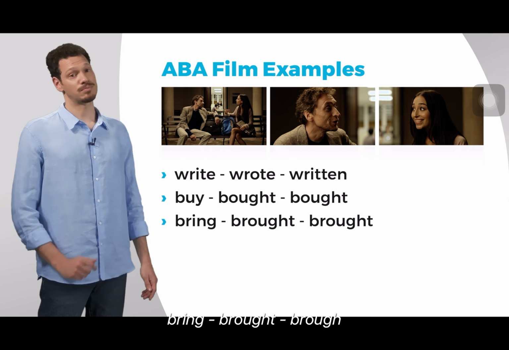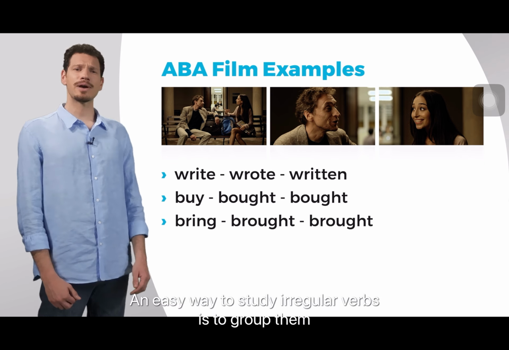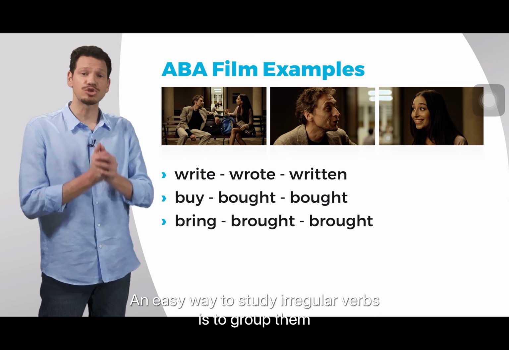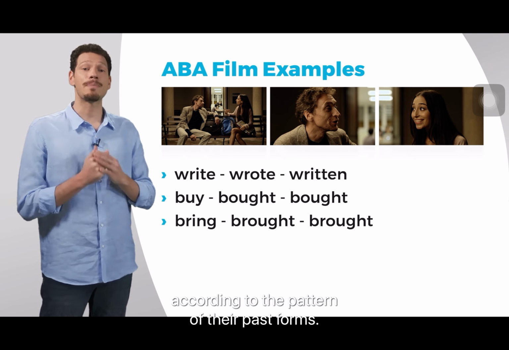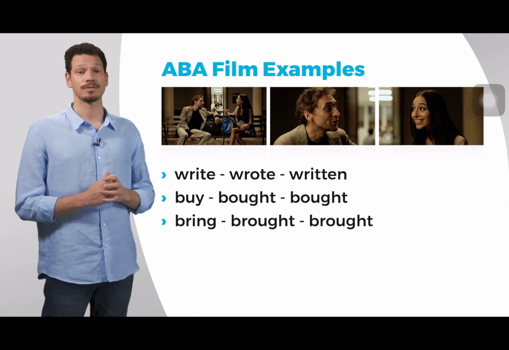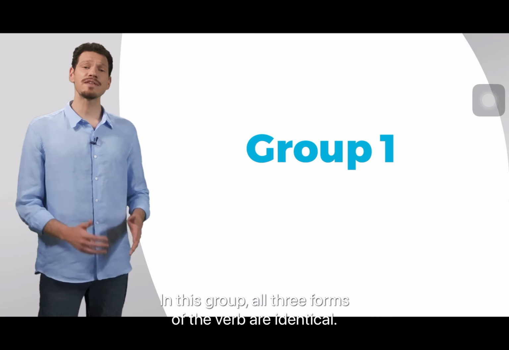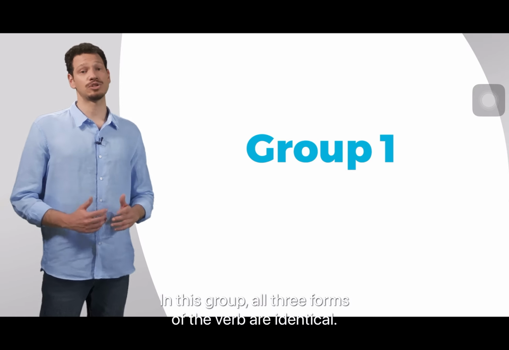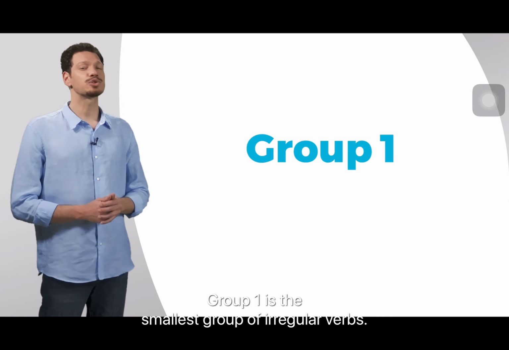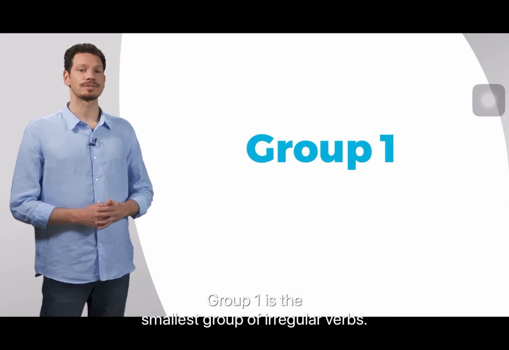Bring, brought, brought. An easy way to study irregular verbs is to group them according to the pattern of their past forms. Let's take a look. Group 1. In this group, all 3 forms of the verbs are identical. Group 1 is the smallest group of irregular verbs.